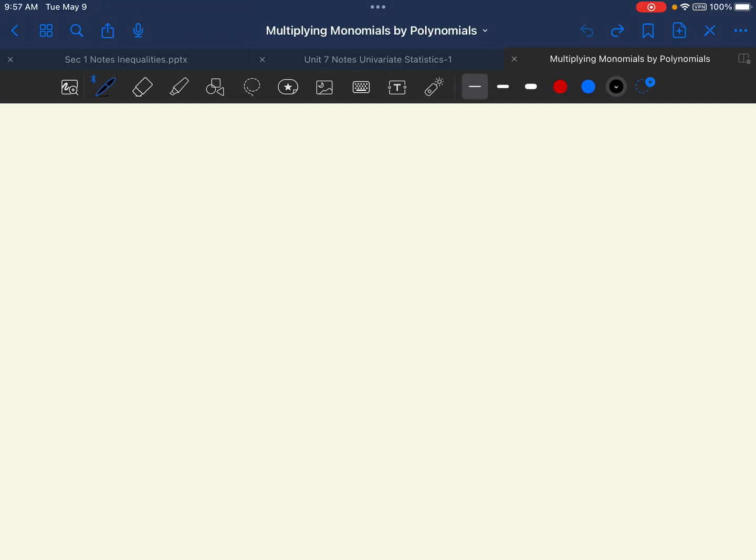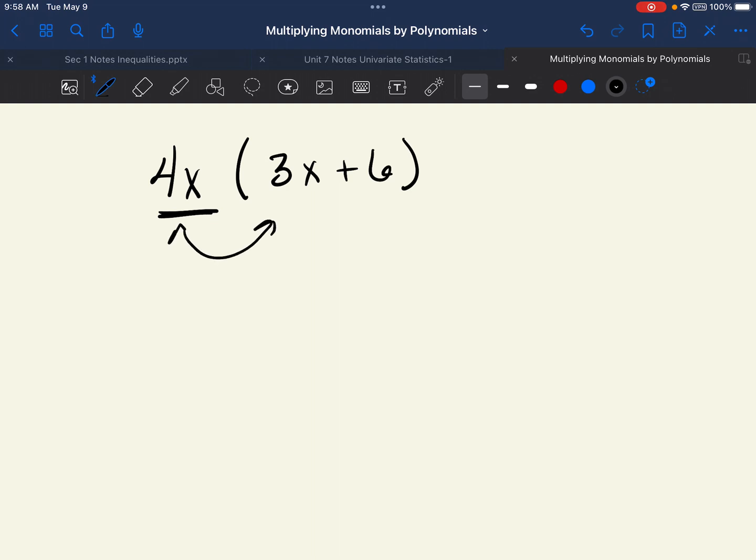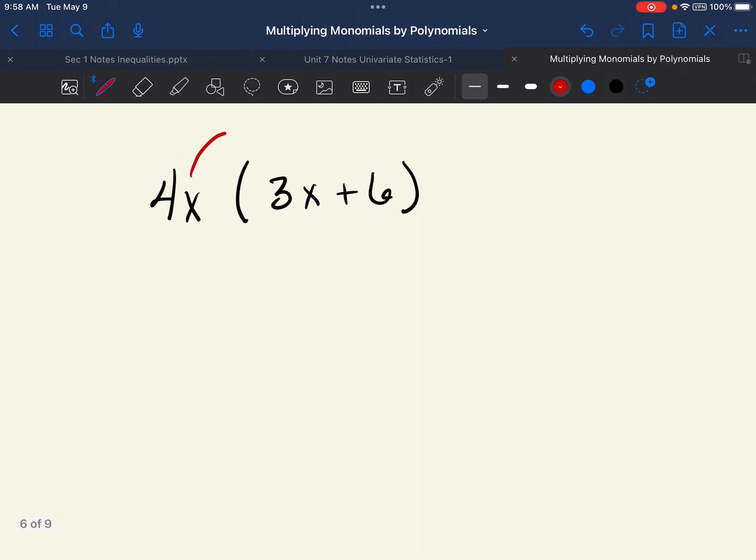Alrighty, let's review a bit before we jump into this lesson. If I have something that looks like this, 4x parenthesis 3x plus 6, I know that I've got a number right outside the parentheses, and these two are all squished together. That means I know I'm multiplying here. Anytime I have a number right outside the parentheses, I know I'm going to solve this by distributing.